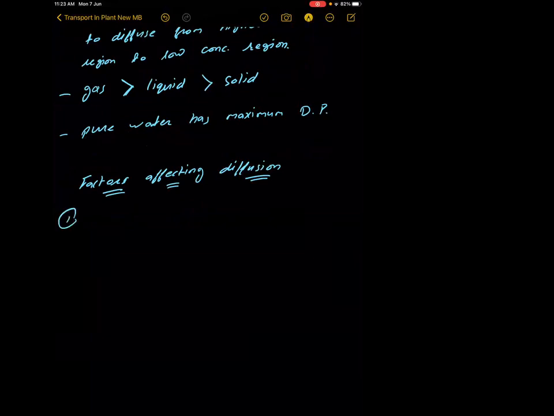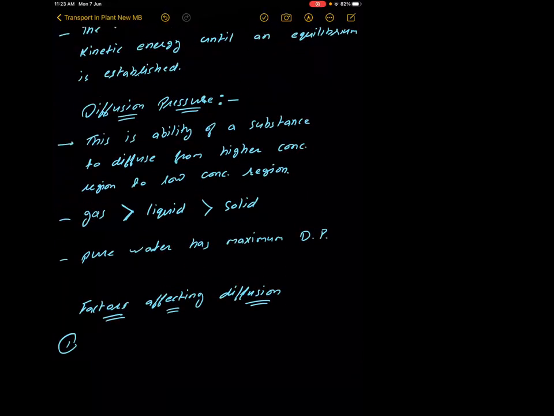So first is... once, can you scroll down? I'm showing diffusion pressure.